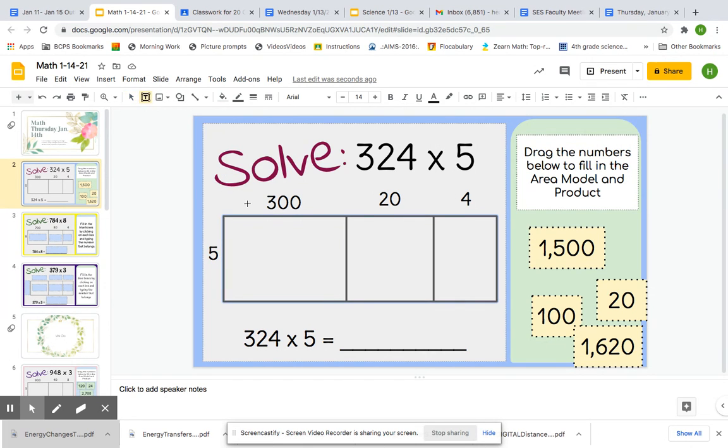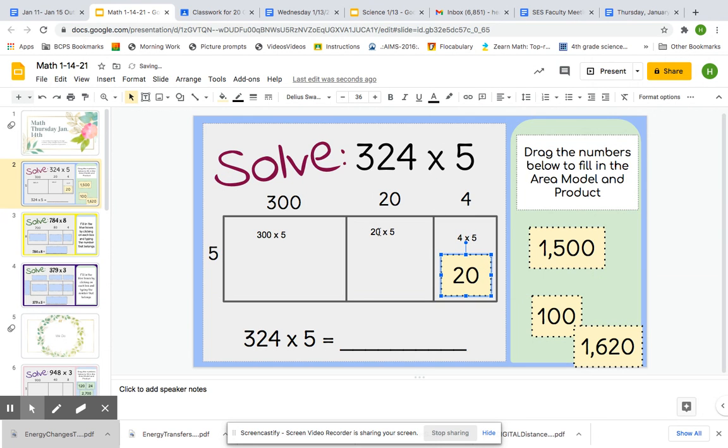And you can type in, if it helps you, right here, 300 times 5. To the text box, 20 times 5. And 4 times 5. So maybe something that's easier for you, 4 times 5. We can do that one. I know 4 times 5 equals 20.